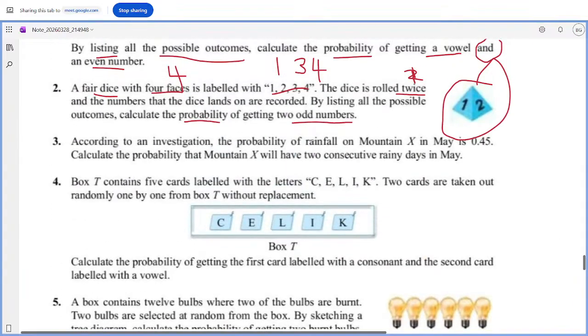Okay, so now question 3. They say the probability of rainfall on mountain X in May is 0.45. They want you to count the probability that it will have 2 consecutive rainy days in May. Means let's say 6 May and 7 May both rain, or maybe 23 May and 24 May also rain.